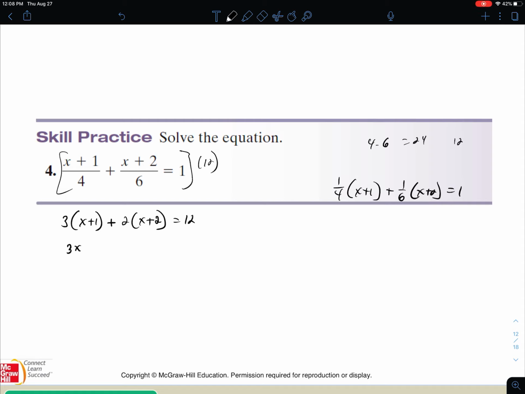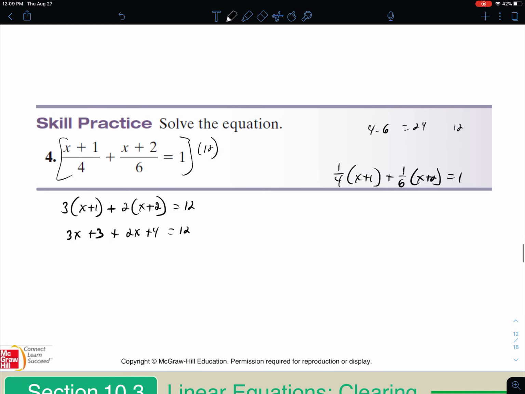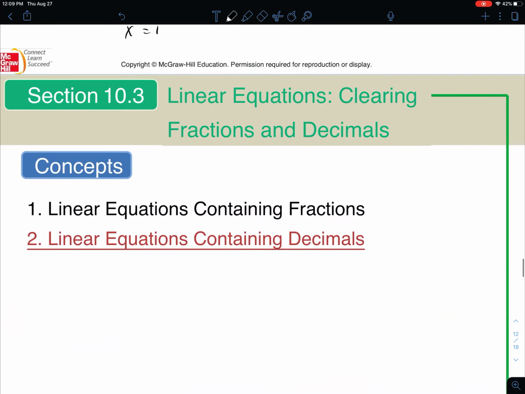Now I do the distributive property, which is going to be 3x plus 3 plus 2x plus 4 is equal to 12. Combine like terms. 3x plus 2x is 5x. 3 plus 4 is 7. We're going to subtract the 7 from both sides, which is going to give me 5x equals 5, and x is equal to 1. And so that is your answer for this particular problem.